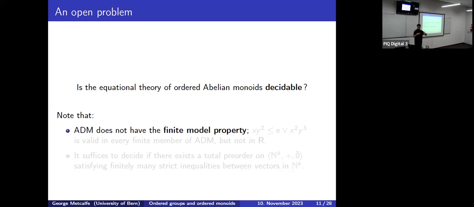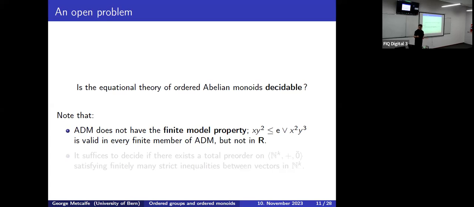Maybe just a couple of remarks about this. One way to show decidability is to show the so-called finite model property for your class, which says an equation holds in the class if and only if it holds in the finite members of the class. That's good, because it means you can just look at the finite members of the class. But we know that our class doesn't have this property. We found a counterexample, quite a small one: xy squared less than or equal to e join x squared y cubed is valid in every finite ordered abelian monoid, but not in the real numbers, so not in all infinite ones.